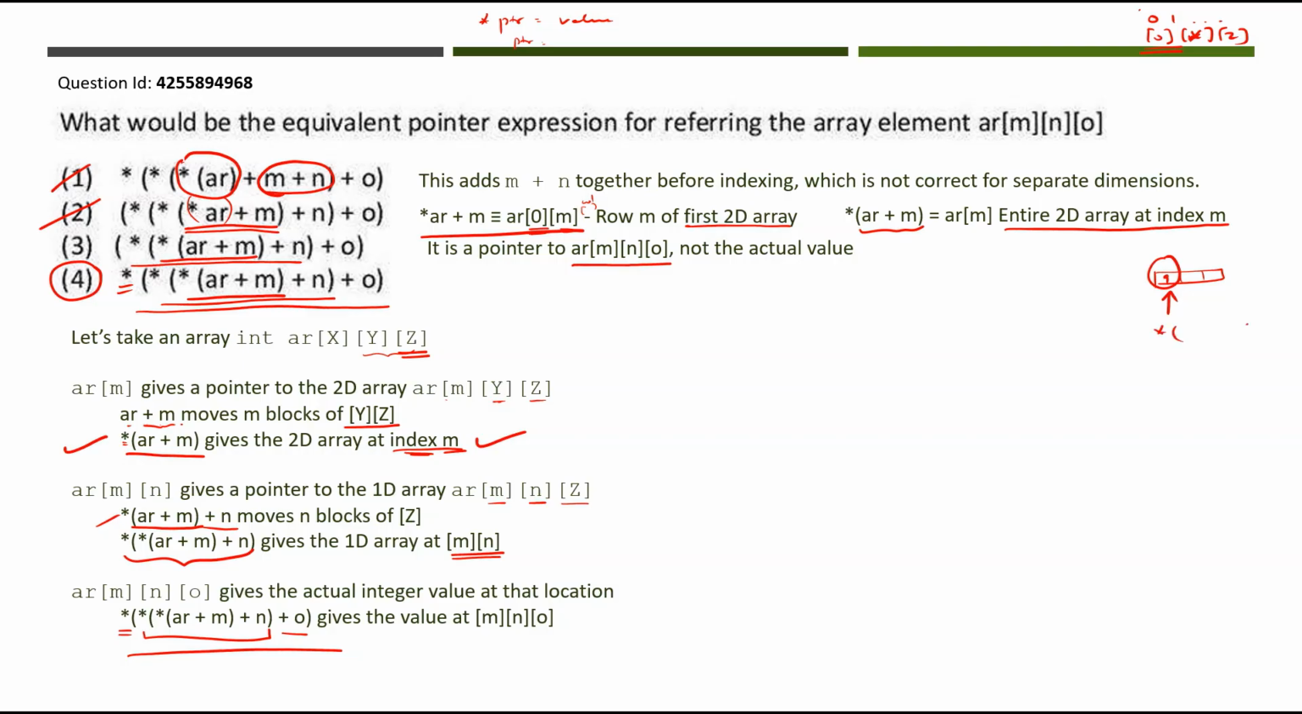Only when you have the star symbol along with the pointer, it will give you the value which is present here, that is equal to 9 that we have taken for an example. So since it's a pointer and not the actual value, we are ruling out even option 3. So understand, they are asking for the equivalent pointer expression for referring the array element. So they are saying the element has to be accessed. It means they want the value at that location. If the location is getting pointed, then we are using option 3.